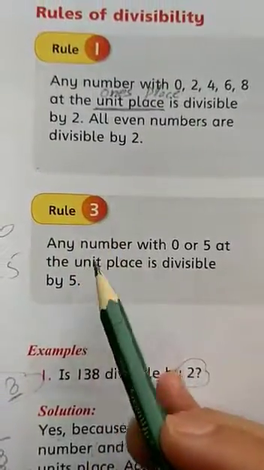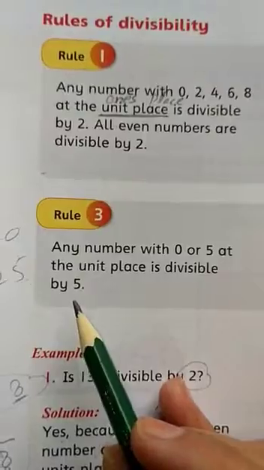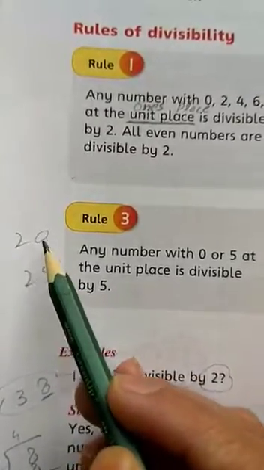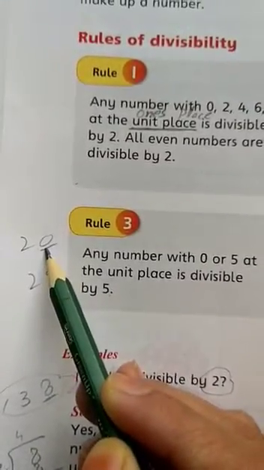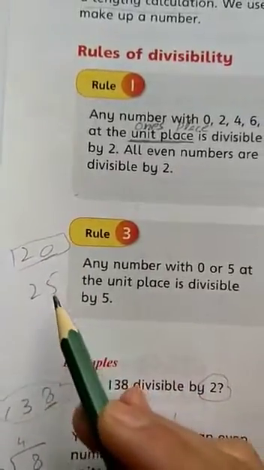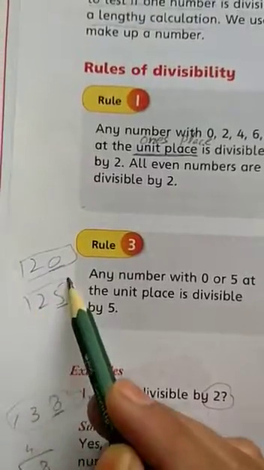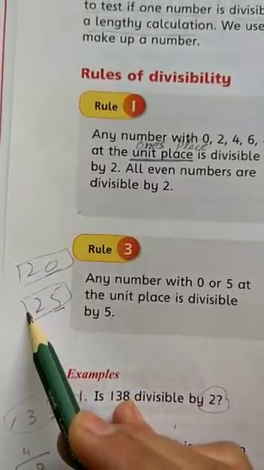Rule number 3. Any number with 0 or 5 at the unit place is divisible by 5. For example, 20. The number at the unit place is 0, so 20 is divisible by 5. If the number at the unit place is 5, then the whole number is also divisible by 5.